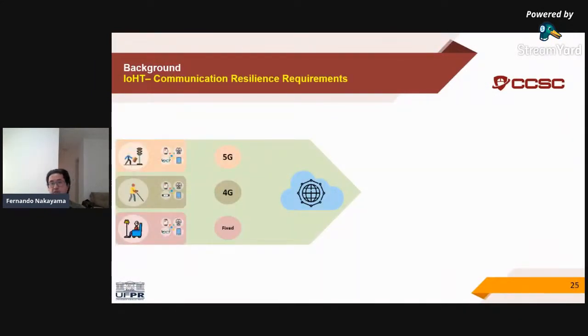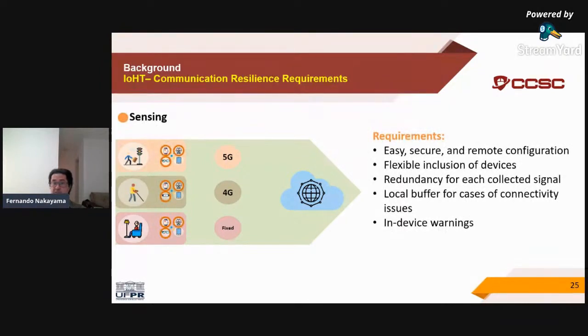We have also identified the communication resilience requirements for each essential service. So for the sensing services, for instance, it is required easiness in including or replacing the existing devices, some type of redundancy in signal collection, such as employing multiple sensors or employing multiple devices. It is required a local buffer or storage in cases of connectivity issues. And also the devices should provide some type of warning, audio or visual warning for specific circumstances, such as low battery.